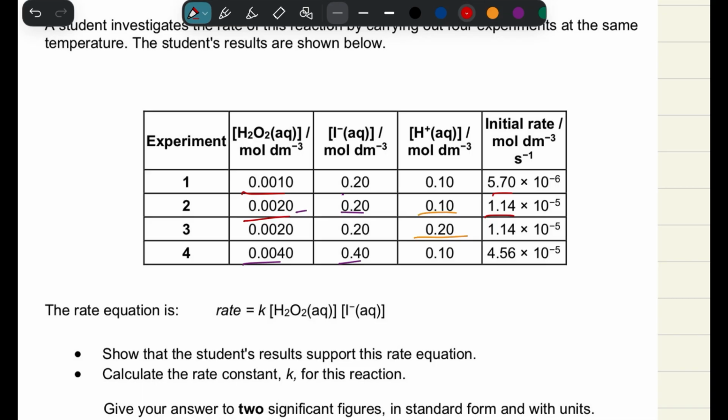You can see, if we now look at the yellow, in terms of the protons, that doubles. Thankfully, every other concentration stays the same between experiment 2 and 3, but the rate stays the same, which tells you that the proton is 0 order.